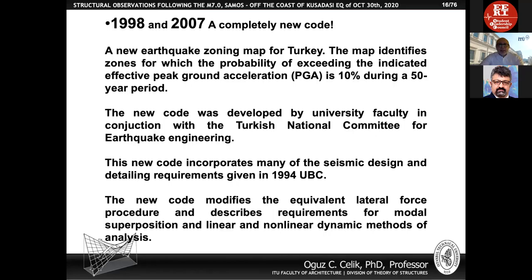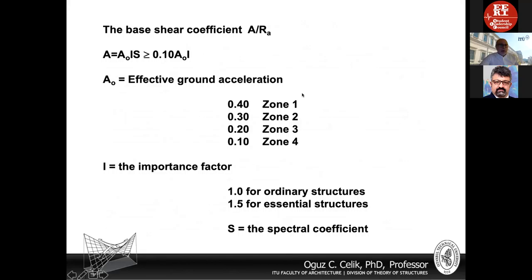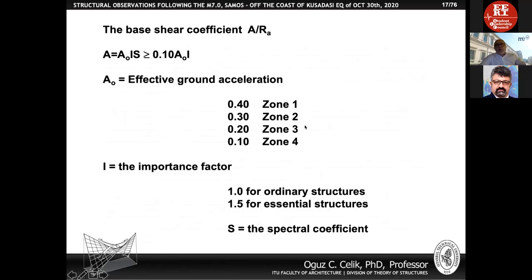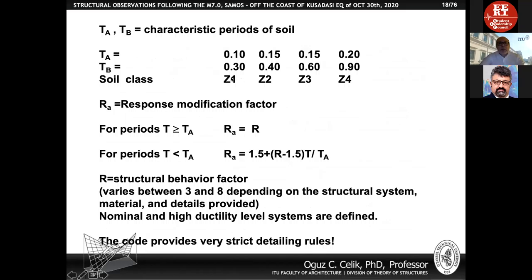In the 1975 code, the drift calculated under the design service earthquake loads could not exceed 0.25% of the story height for reinforced concrete buildings. Note that special emphasis was given to reinforced concrete buildings, because in the 60s and 70s many, many buildings in this country were made with reinforced concrete. Some additional limitations on cross-section dimensions of reinforced concrete elements and reinforcing bars were also given.